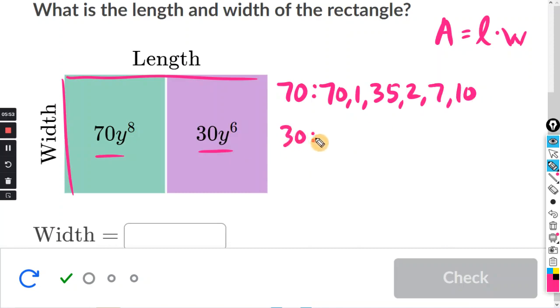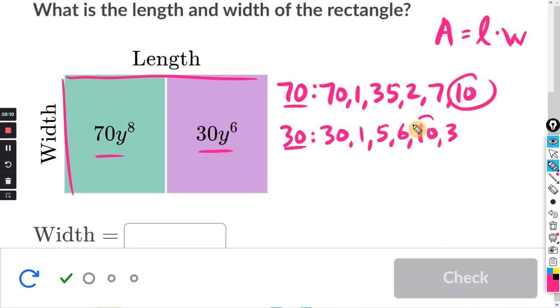And for the 30, we could do 30 times 1, 5 times 6, and 10 times 3. But you want to find the greatest one that both of these have in common. So clearly that is 10. So we're going to factor out a 10.